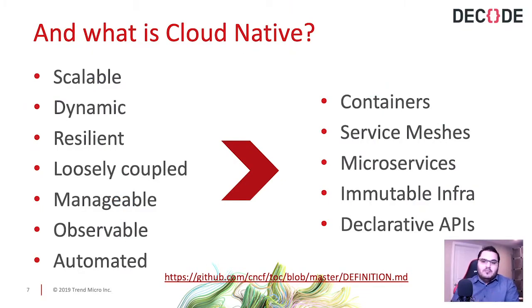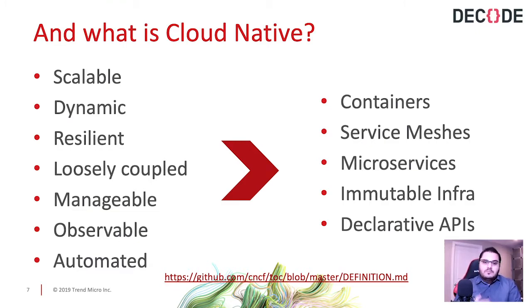And when we're talking about cloud native, what does it mean, right? Sometimes it's hard to understand the concept. What does it mean to have a cloud native application or develop a cloud native application, right? According to the CNCF, cloud native applications need to have at least these 7 characteristics on the left side. They need to be scalable, dynamic, resilient, loosely coupled, as in microservices, manageable, observable, and automated, right?